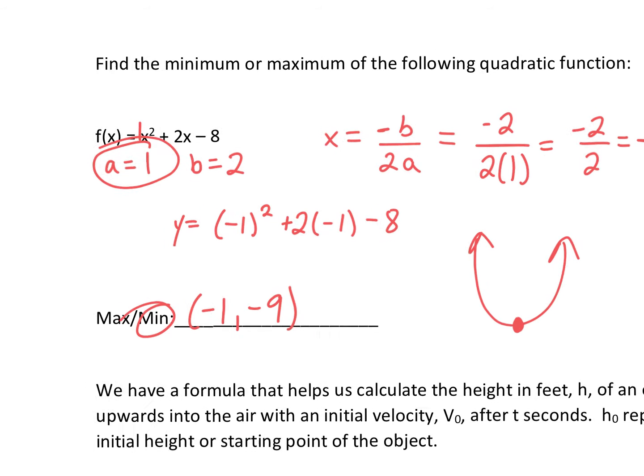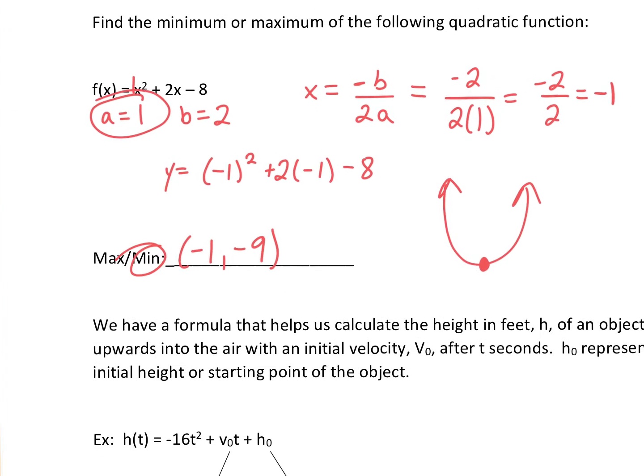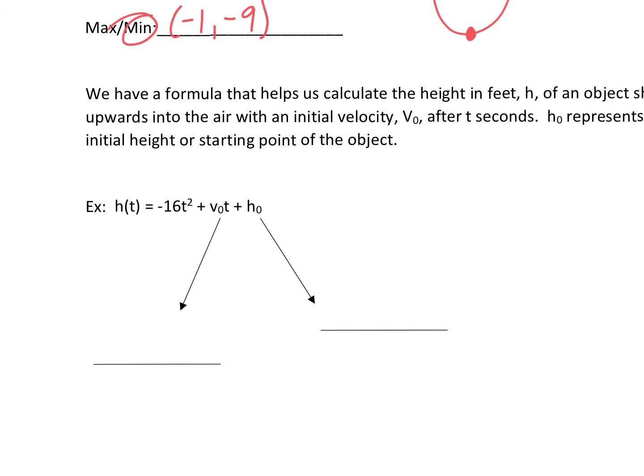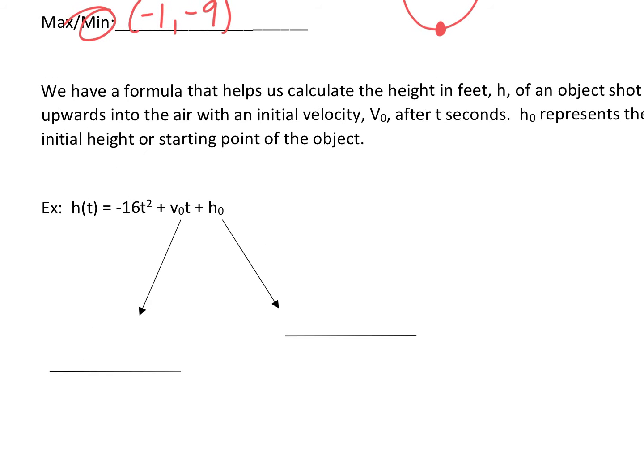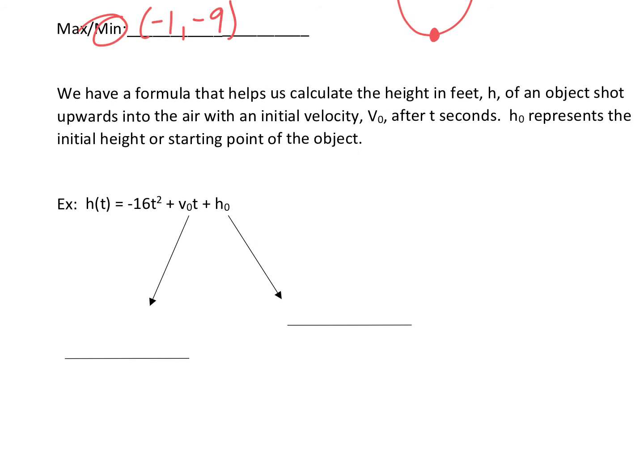Okay, so the same process, and we're going to be doing that today, but we're going to be using a different formula. So here is what this formula is. It says it helps us to calculate the height in feet, which is represented by h, of an object shot upwards into the air with an initial velocity of v sub 0 after t seconds. H sub 0 represents the initial height or starting point of the object. Okay, what the heck does that mean? So basically this is a formula that scientists and people all over the world actually do use.